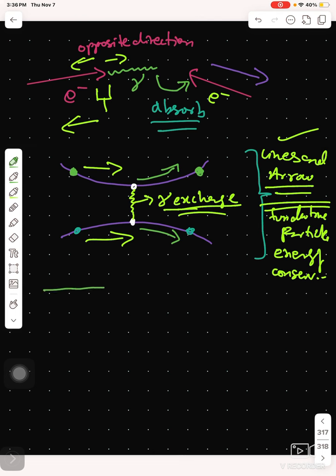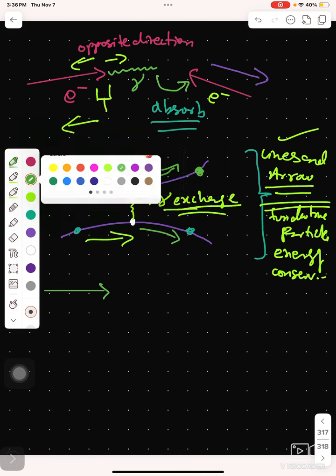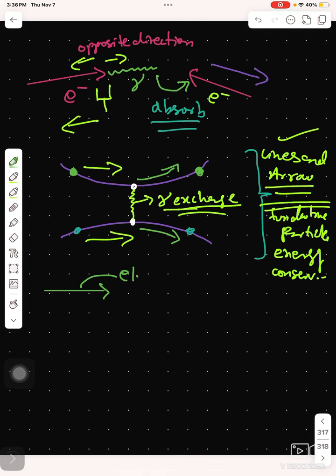So what we need to know about lines and arrows is that if I draw a line like this with an arrow, this line over here shows that it is, what do you call that, an electron. Okay, it's not an electron, it's a fermion.